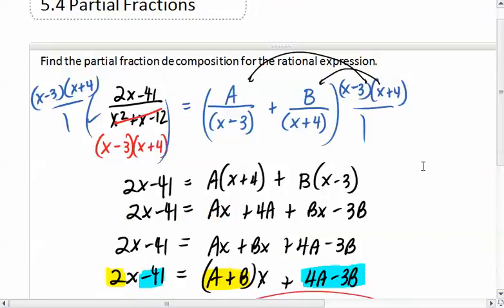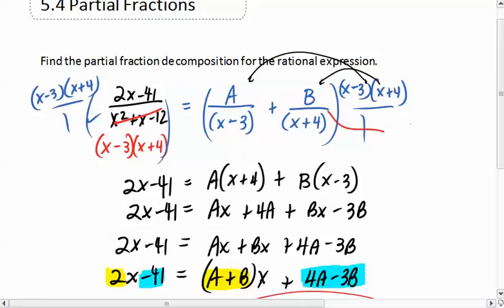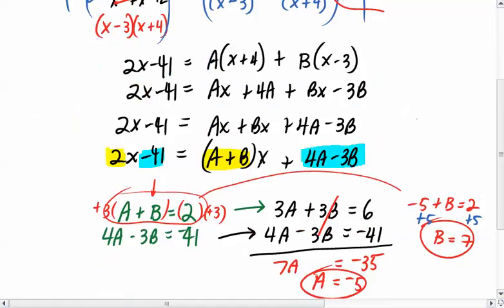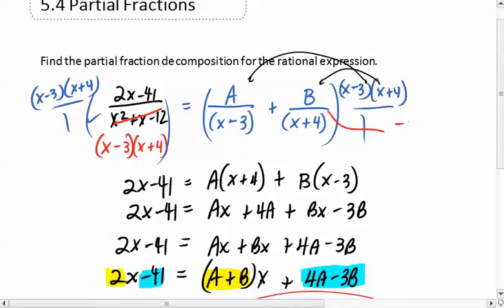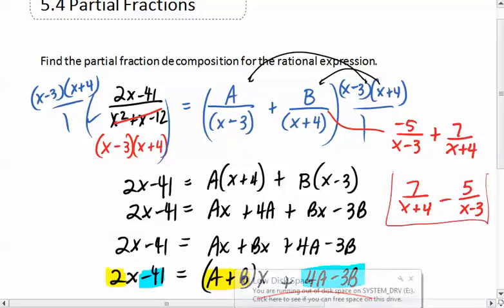So let's go back and see how we would put that together. Here's what we would say then. A is negative 5. So this is negative 5 over x minus 3 plus 7 over x plus 4. Now if you wanted to rearrange that, you could just say 7 over x plus 4 minus 5 over x minus 3. And that would be your answer. That's how this would break down into partial fractions.